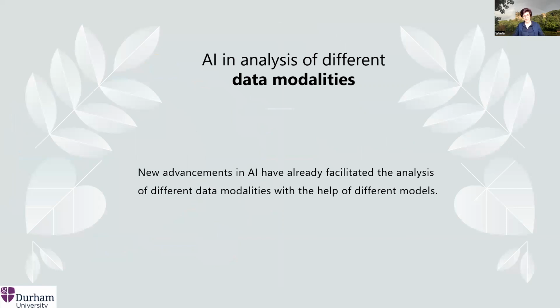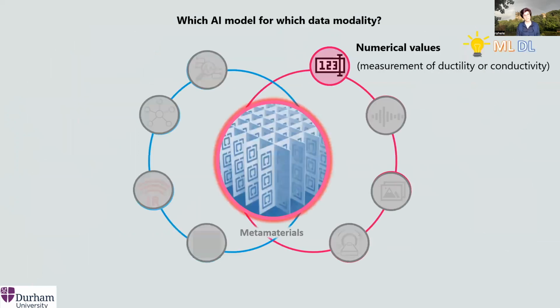Well, what happens in AI is that the analysis of different data modalities is already advanced using different AI methods, and actually using the methods that are the best match for our data is the best way to extract information that we're looking for. So the question is exactly this: which AI method should I use for which data modality? And this is what I'd like to have a bit more discussion about.